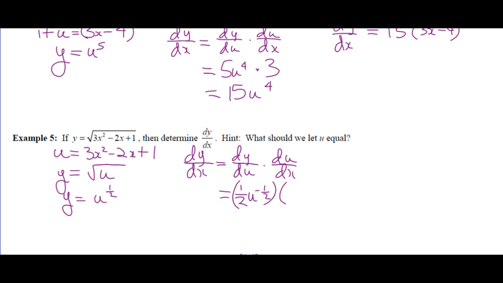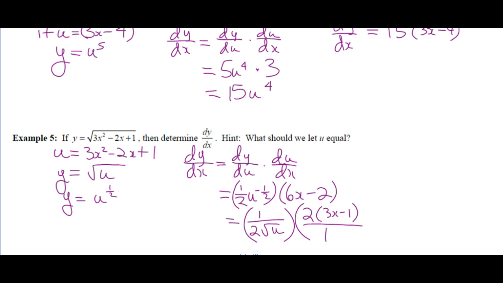And du by dx is? 6x minus 2. Okay, which is equal to, so now we can sort of simplify this, right? 1 over 2 root u times 6x minus 2, we can factor out a 2, and get 3x minus 1 over 1, right? You don't need the over 1.